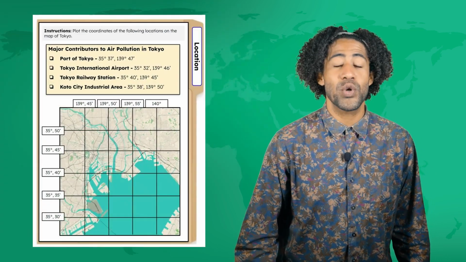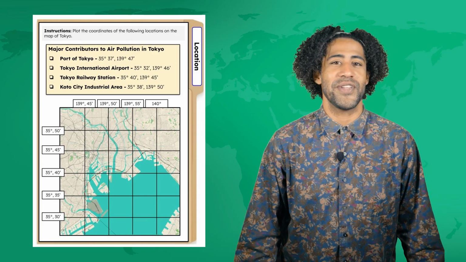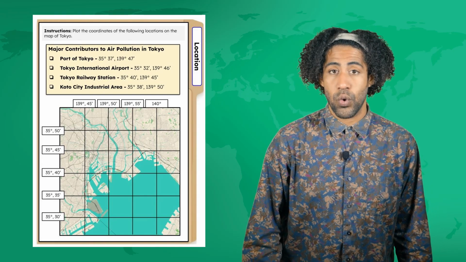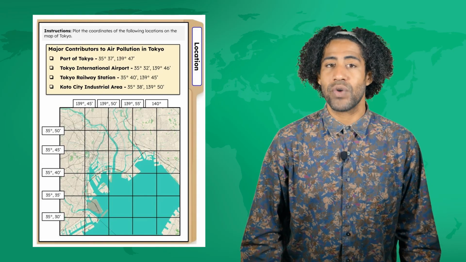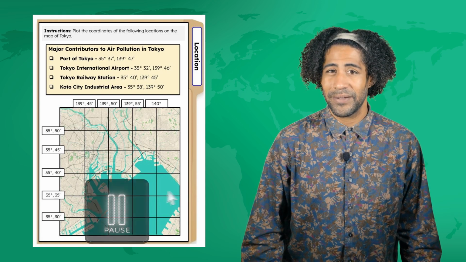We should use the theme of location to pinpoint where those major industrial and transportation centers are located. I've provided coordinates of these places around the city. Can you plot those coordinates on the map so we can try to identify patterns?